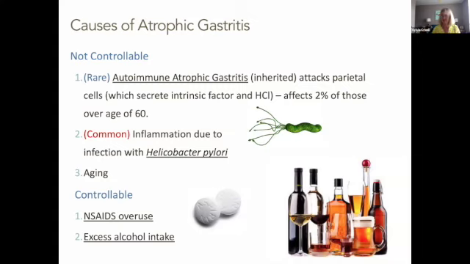Are there any questions about this? Because this is a lot of information. Anything, did y'all know what NSAIDs were already?